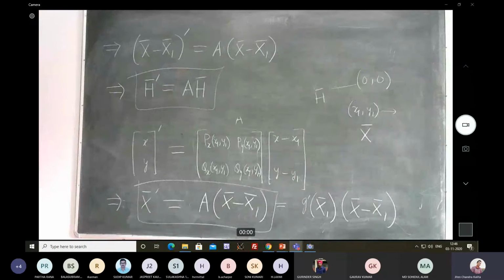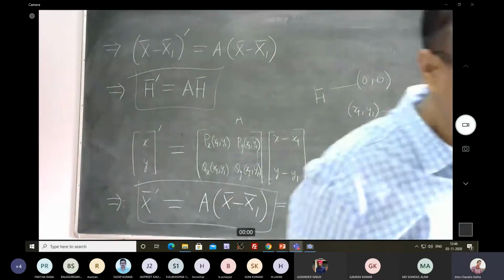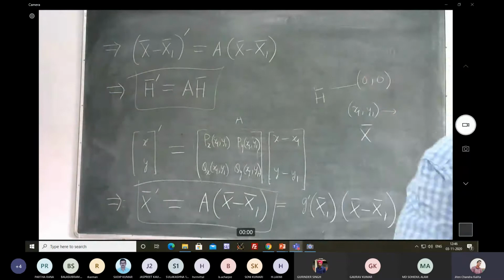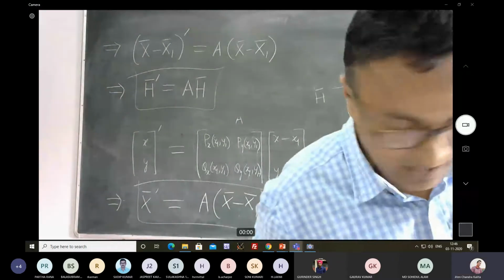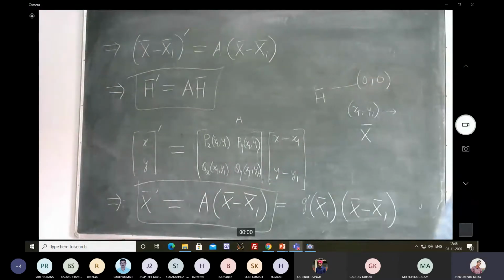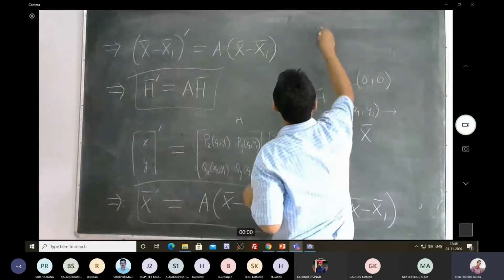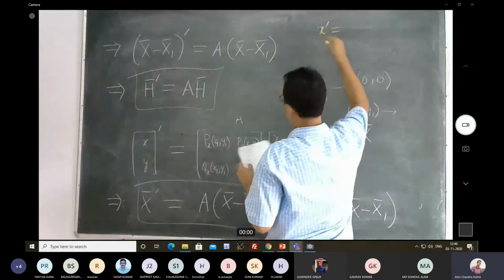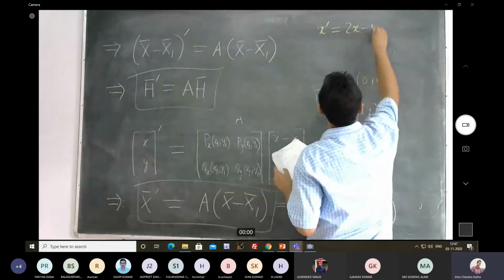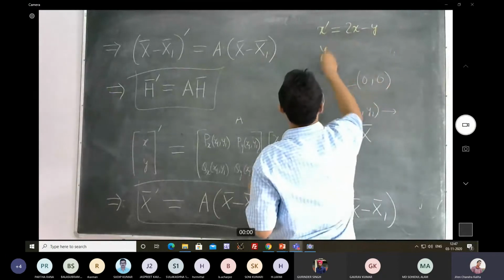Based on whatever we have, let us try to find out the stability of a system given by these two equations. Then you will understand. We do one particular example.